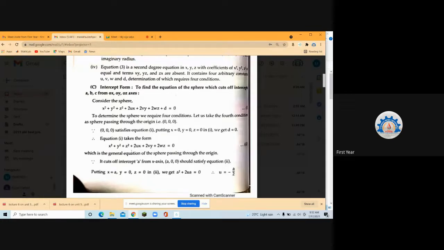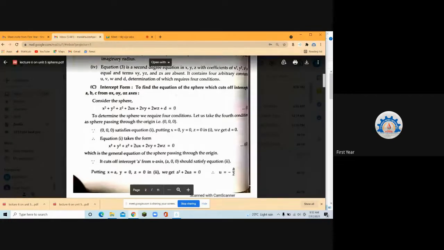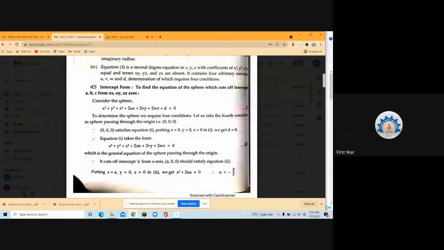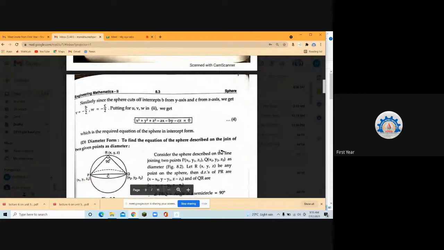Quickly. If u is minus a by 2, what will this 2ux become? Minus 2x, correct. Similarly, when I get the y-axis intercept 0, b, 0, what will be the fifth term? Minus by, and minus cz, correct? So that's your equation of sphere in intercept form: x square plus y square plus z square minus ax minus by minus cz is equal to 0.